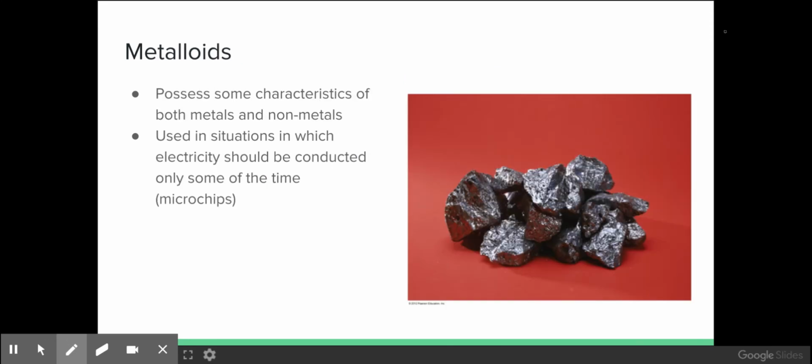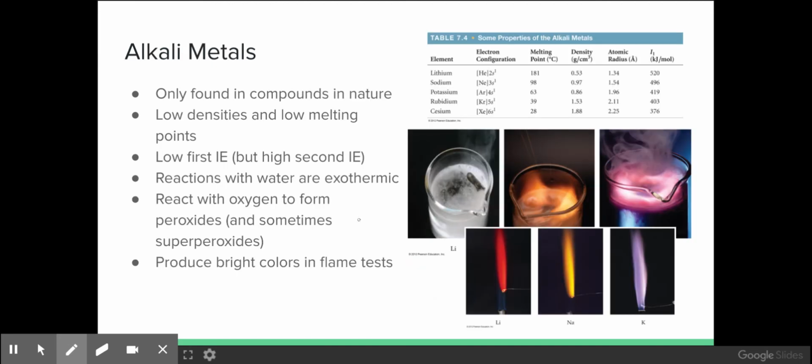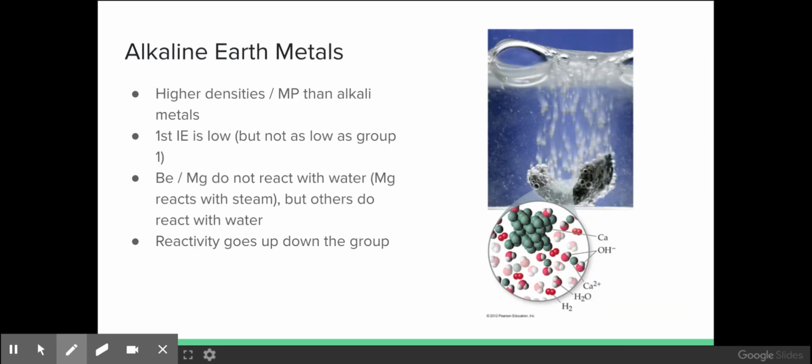Things that are semimetals or metalloids have properties that are kind of in between metals and nonmetals, like silicon and germanium. The alkali metals have a very low first ionization energy. They react with water to generate hydrogen gas. They produce very colorful flames in the flame test. Alkaline earth metals are slightly reactive with water.